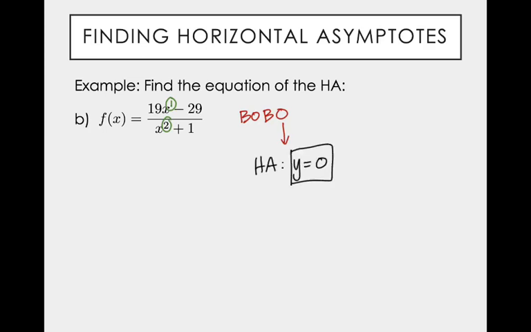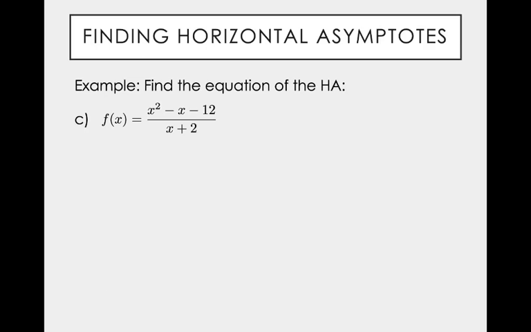And again, it would not matter if that was x squared on the bottom or x to the 200th. If it's bigger than the one on top, you don't care how much bigger, the answer is always going to be y equals 0. All right, last one.